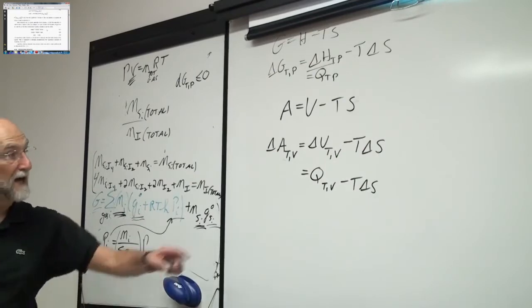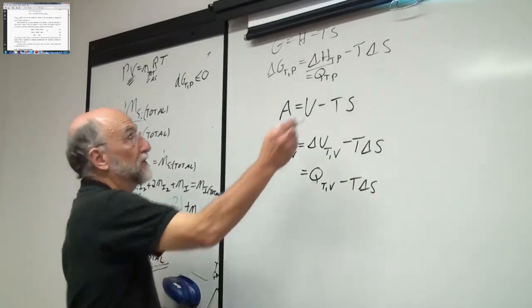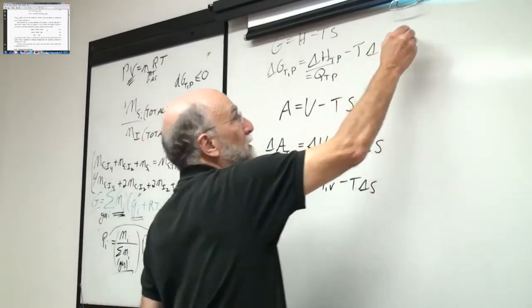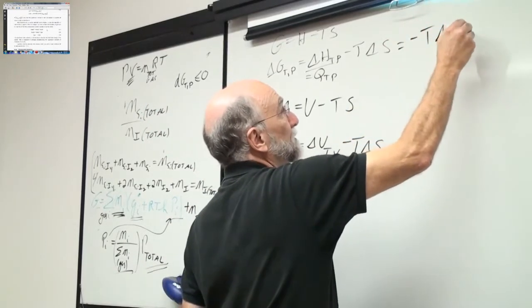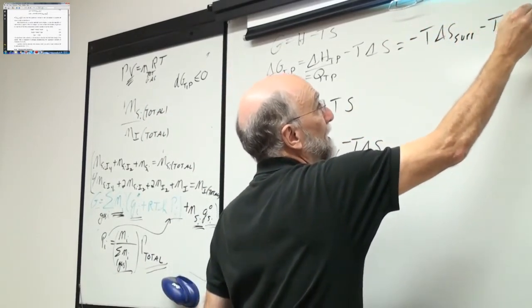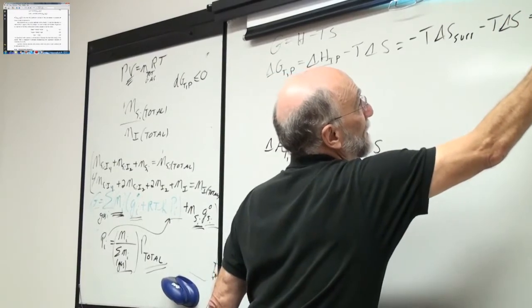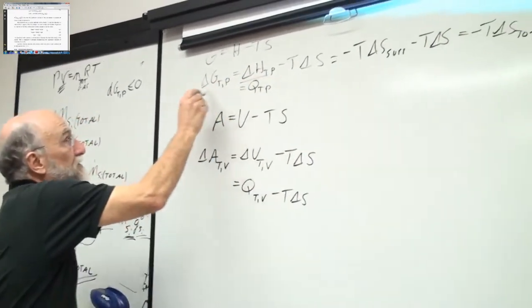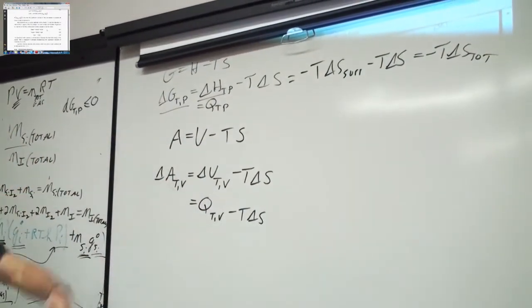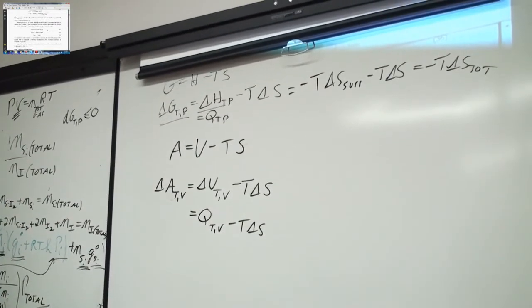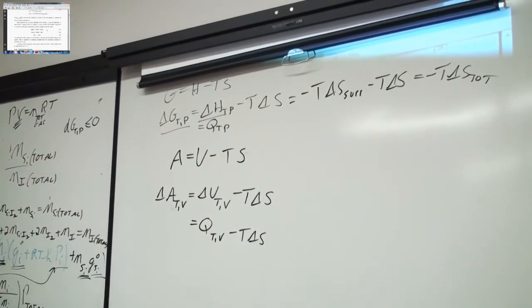Now Q at constant T and P is minus T, so this was equal to minus T delta S surroundings minus T delta S, which equals minus T delta S total. So at constant T and P, delta G is equal to minus T delta S total, which is the general form of the second law. Delta S should be positive.